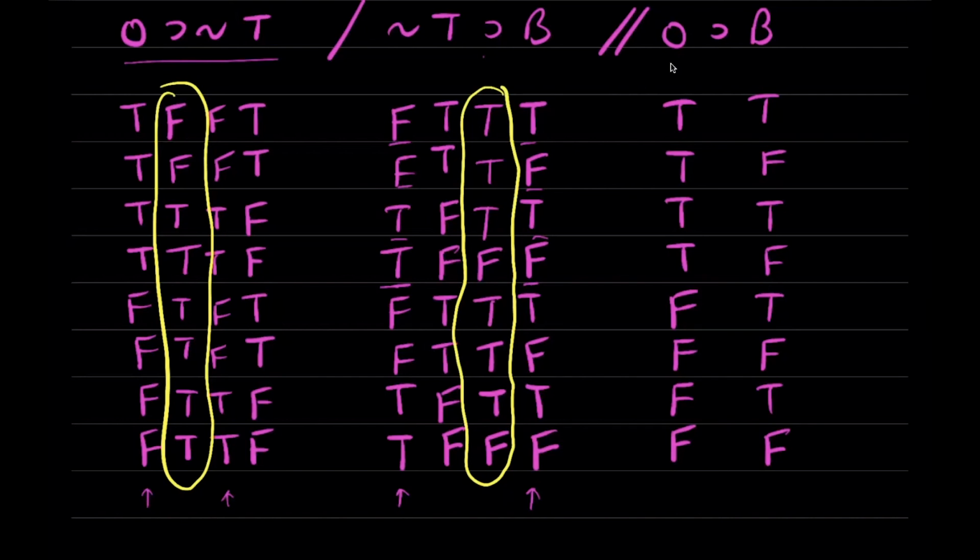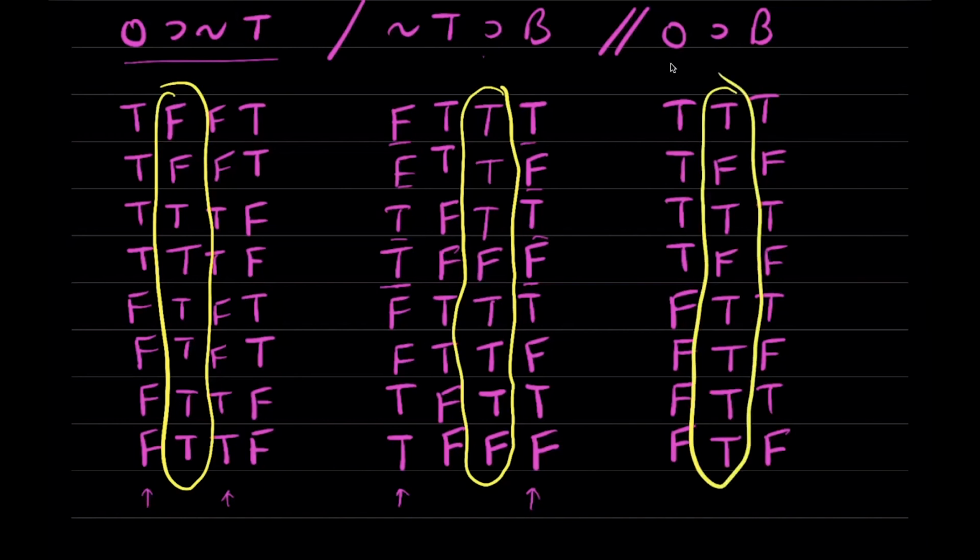Okay, in the conclusion, we just have O implying B. So we're just going to follow the rule for the horseshoe. True implying true, that's true. True implying false, that's false. True implying true is true. True implying false, that's false. False implying true is true. False implying false is true. False implying true is true. And false implying false is true. And I'm going to circle the values for that column.